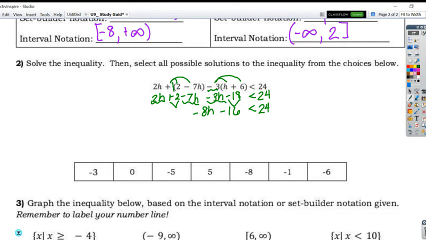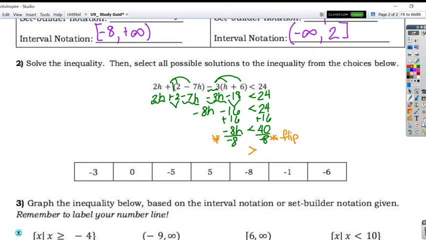Gonna have to cancel out the constant. I've got a negative 16 right now. Let's add 16 to both sides. So negative 8h is less than 24 plus 16 puts us at 40. Let's see. And divide by my negative 8 and divide by my negative 8. Notice we divided by a negative on the left and we divided by a negative on the right. That tells me to flip the inequality symbol.